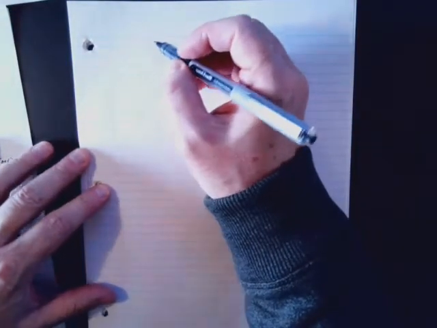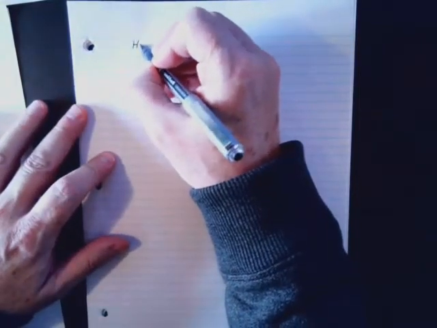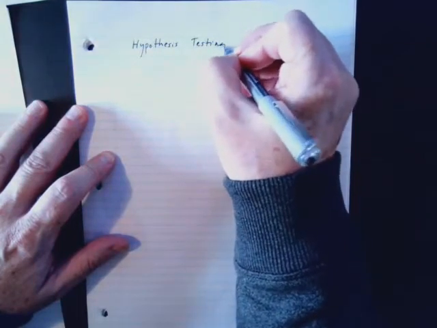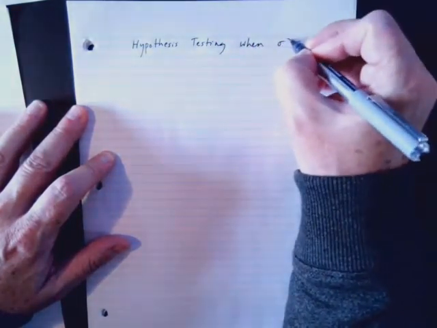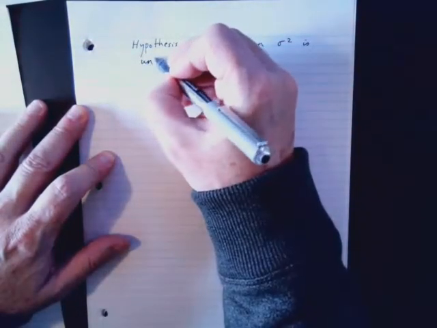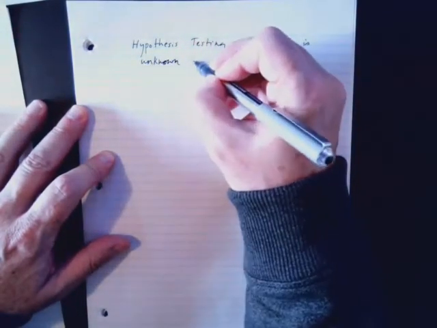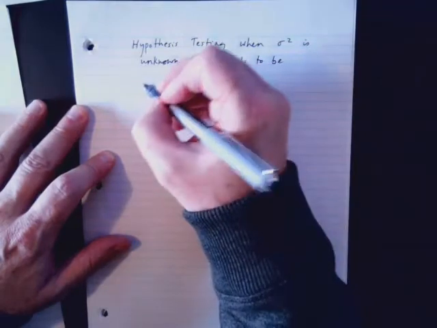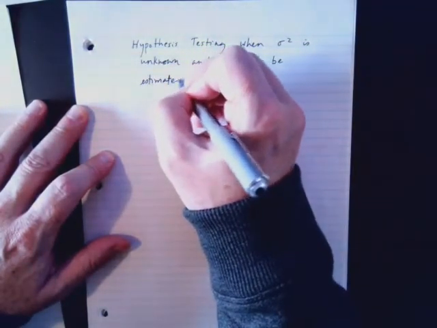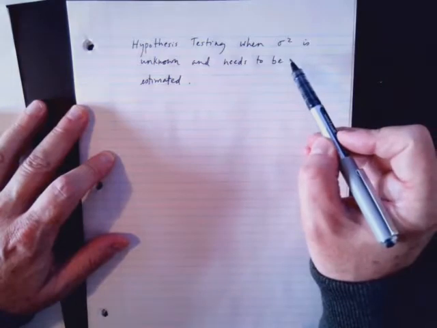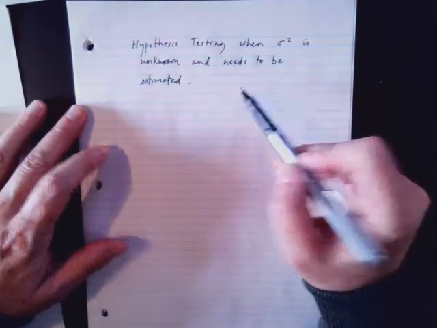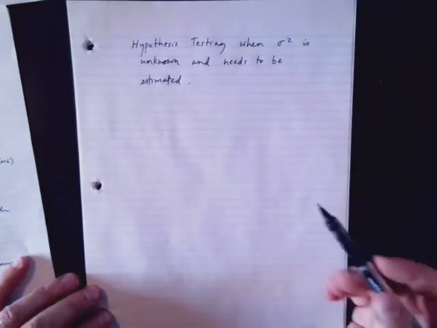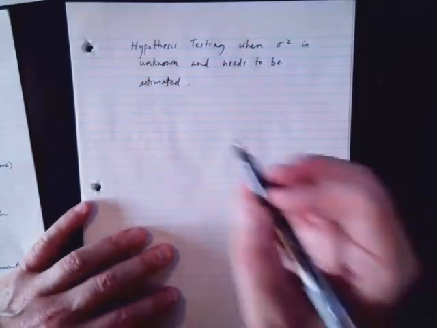So today we're going to look at the issue of hypothesis testing when sigma squared is unknown and needs to be estimated. And when is sigma squared unknown and needs to be estimated? All the time. So this is hypothesis testing, essentially in the real world, you might say.